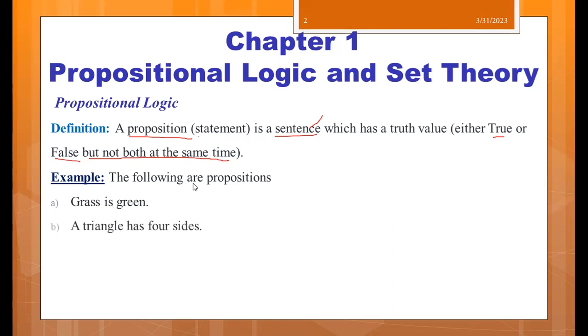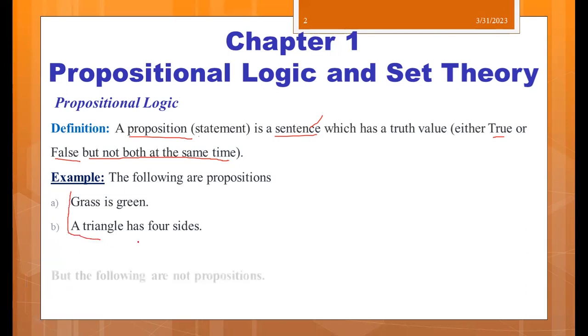If you consider again "a triangle has four sides", the truth value cannot be out of these two, true or false, and it cannot be both true and false at the same time. If the number of sides of a triangle is 4, the truth value is true. But if the number of sides of a triangle is different from 4, the truth value is false. Anyway, these two are good examples of a proposition.